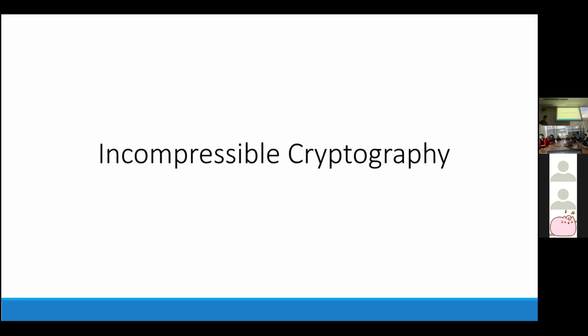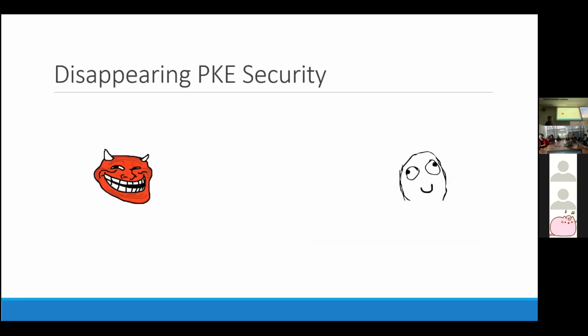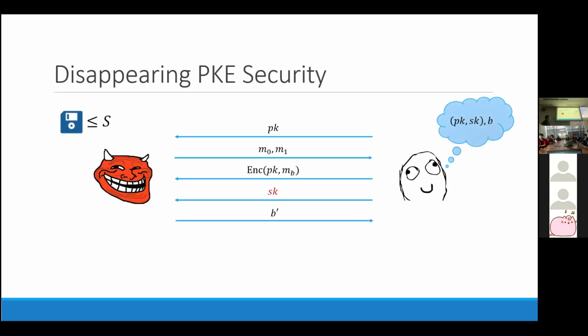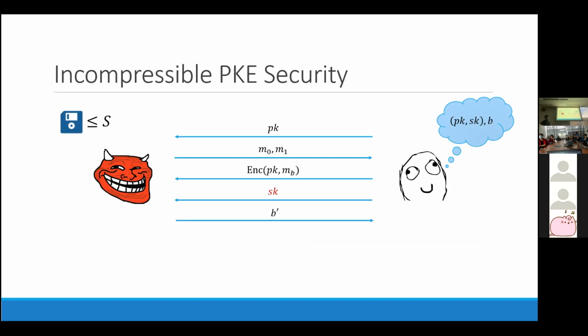So now let's get back to our topic today, incompressible cryptography. How do we define incompressible cryptography? We want to capture these sort of adversaries that compress the whole thing down to a smaller state, and then later on use that smaller state to break the scheme, right? So quickly, we'll just reproduce the disappearing PKE security and see how we modify it to incompressible PKE security.